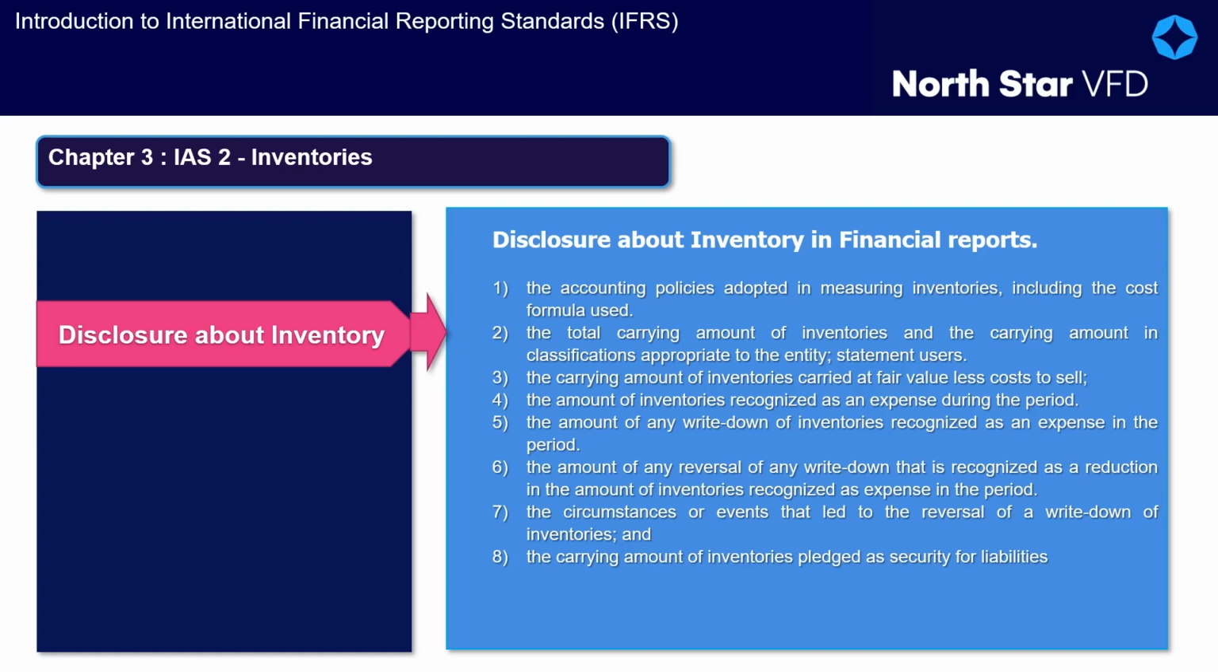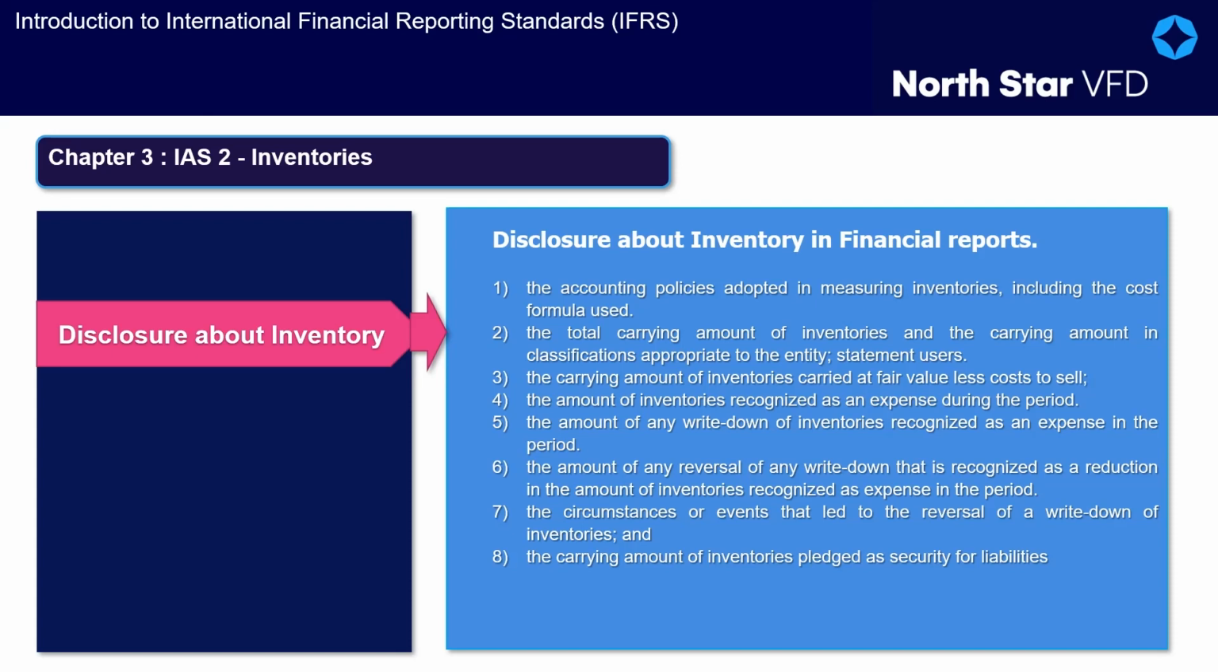3. The carrying amount of inventories carried at fair value less costs to sell. 4. The amount of inventories recognized as an expense during the period. 5. The amount of any write-down of inventories recognized as an expense in the period. 6. The amount of any reversal of any write-down that is recognized as a reduction in the amount of inventories recognized as expense in the period. 7. The circumstances or events that led to the reversal of a write-down of inventories, and 8. The carrying amount of inventories pledged as security for liabilities.